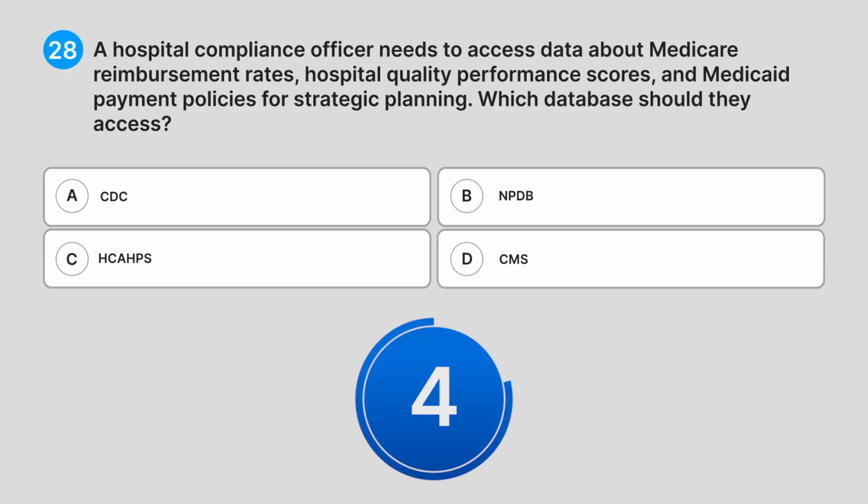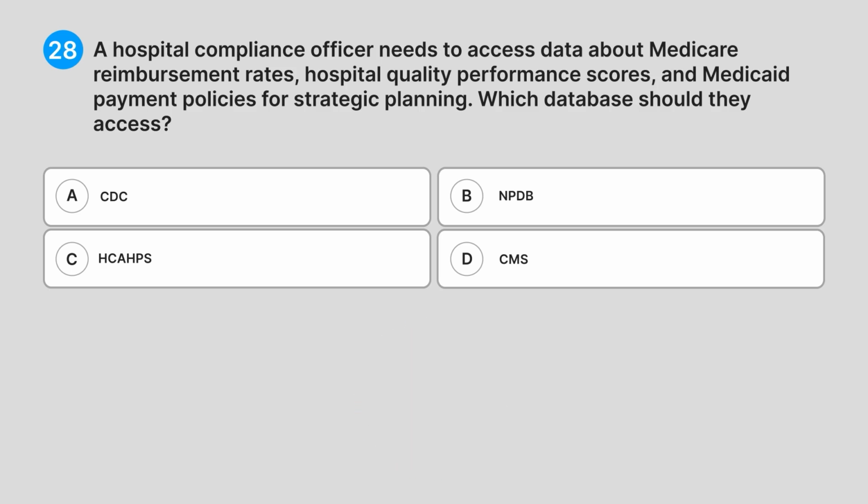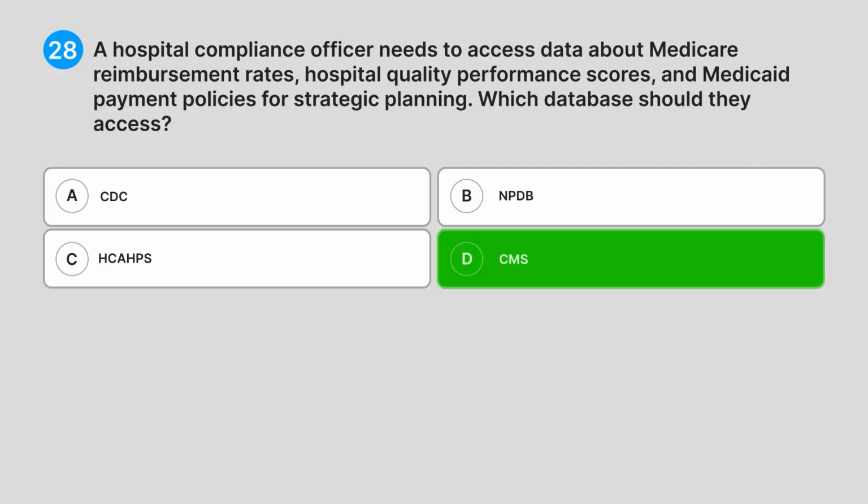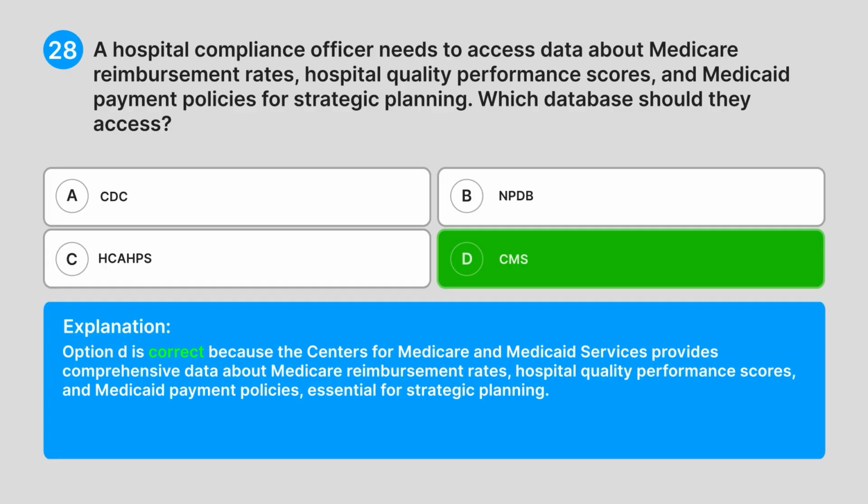Do you know the answer? Correct answer, D. CMS. Explanation. Option D is correct because the Centers for Medicare and Medicaid Services provides comprehensive data about Medicare reimbursement rates, hospital quality performance scores, and Medicaid payment policies, essential for strategic planning.